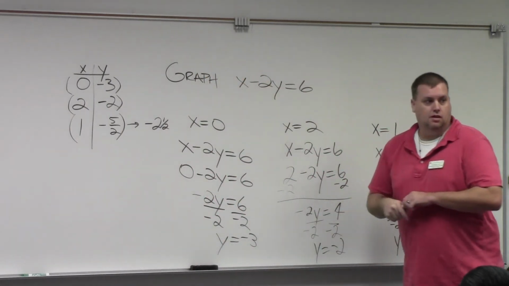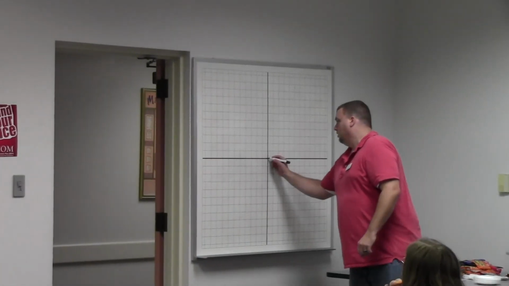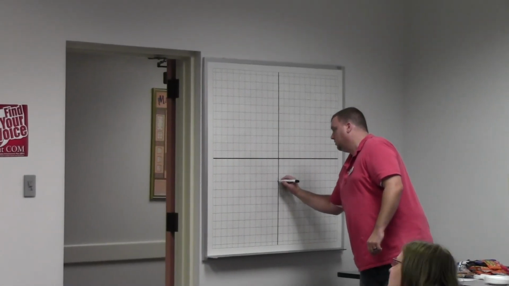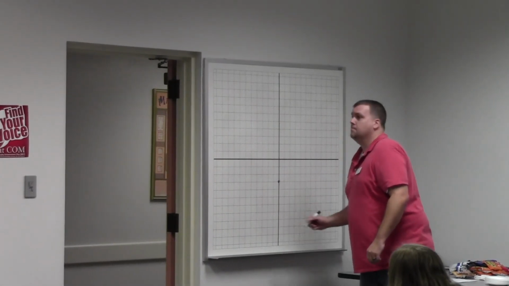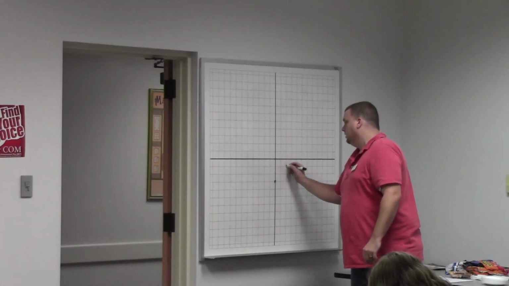So that would be 2.5, right? 2.5, negative 2.5, yeah. All right, so we'll go over to the graph, which is strategically located in the farthest corner of the room. All right, so 0, negative 3 would be 0 and then down 3, correct? Yeah. 2, negative 2, so we've got the 2, down 2.